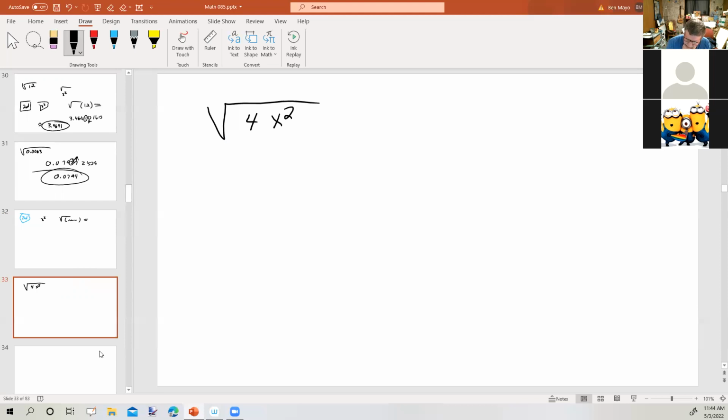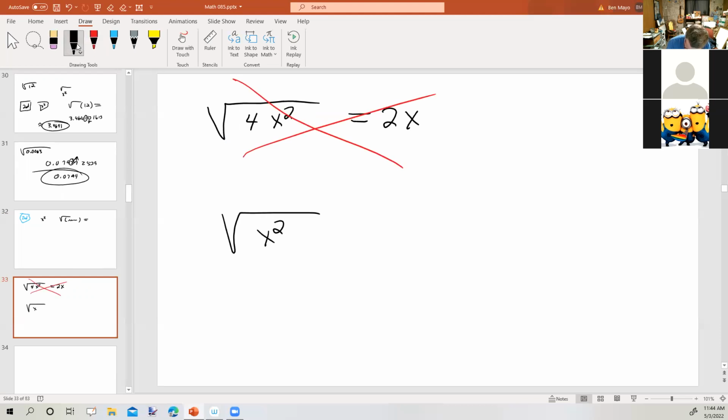Okay. What is the square root of 4? 2. What is the square root of x squared? X. But here's the problem. In fact, let's come back to this. Let's go to one that's just a little bit simpler.